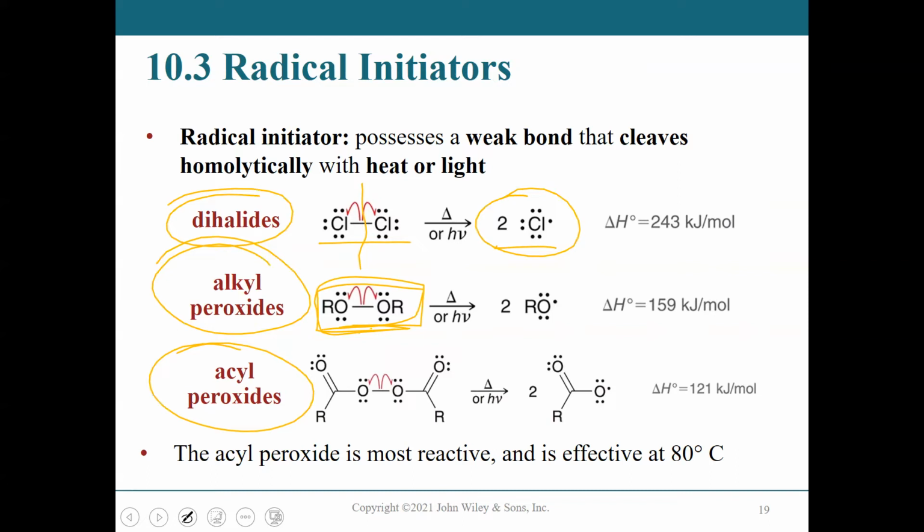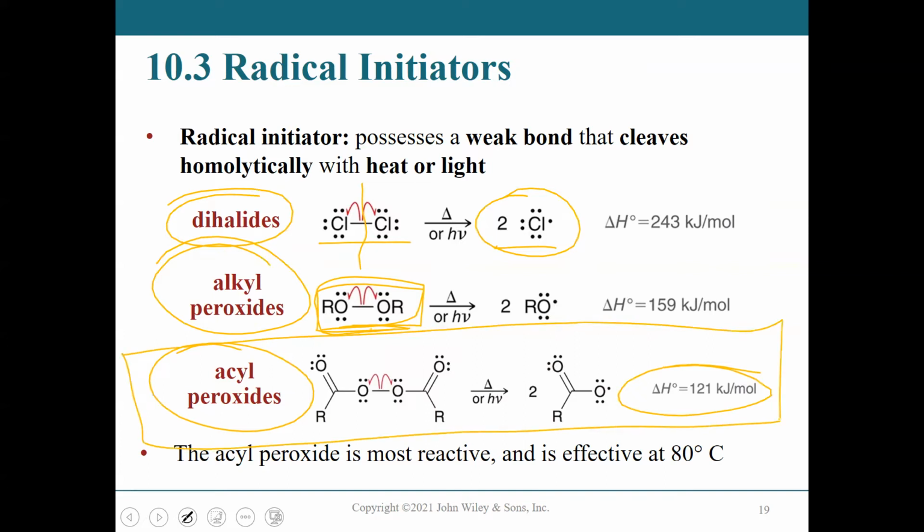Okay. So now, out of the three, which one is the most reactive? Of course, this one, because it needs less energy to occur. Acyl peroxides are the most reactive initiators that you have. Most likely, I would predict that in the industry, they use acyl peroxides. They don't use alkyl peroxides or dihalides. Why? Because they take too much energy. You need to apply too much light or heat to make them react, to produce halogens.